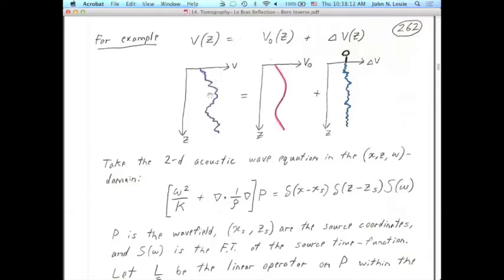So here's an example of a well log. This would be velocity versus depth. I'm sure you have looked at well logs, and this is probably not as crazy as a lot of well logs you've looked at. We're going to take that total velocity signature and break it down into a smooth reference model V naught, and on top of that we add a rough perturbation, delta V. Notice that the perturbation is centered at zero: there are as many negative delta Vs as positive, but the reference model is definitely all positive.